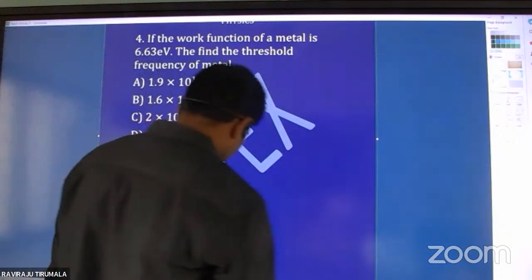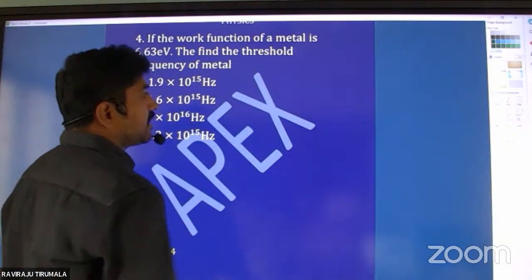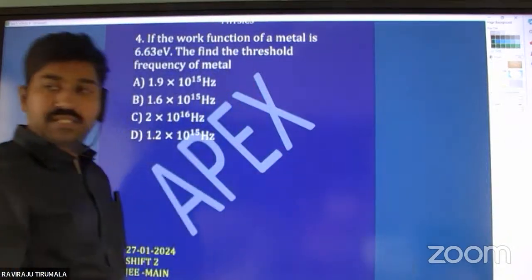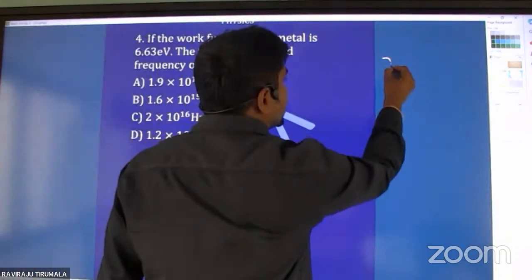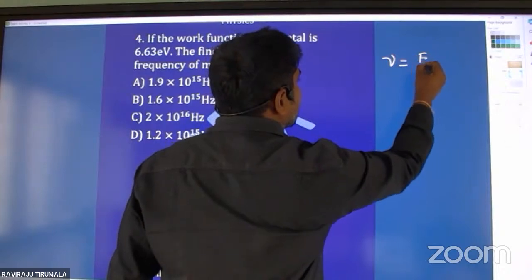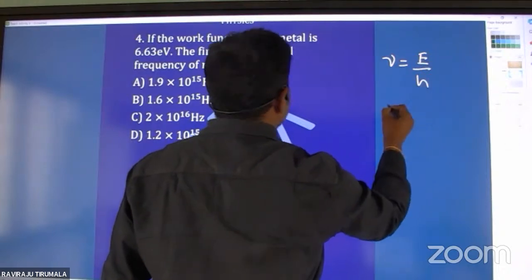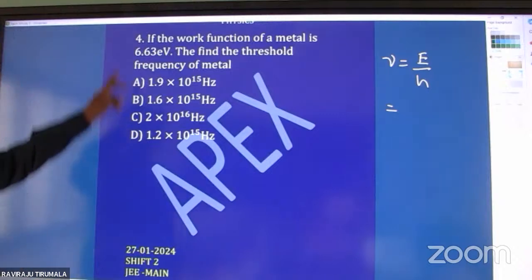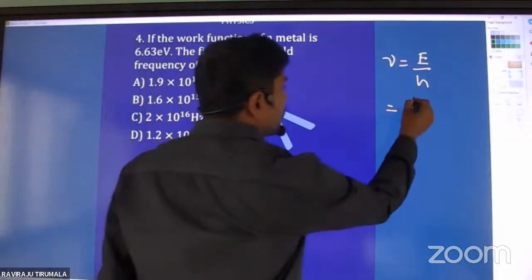What is the relation between frequency and energy? E equal to h nu. And they are asking to calculate the frequency nu only. So nu equal to E by h. What is the energy given? 6.63 electron volt.